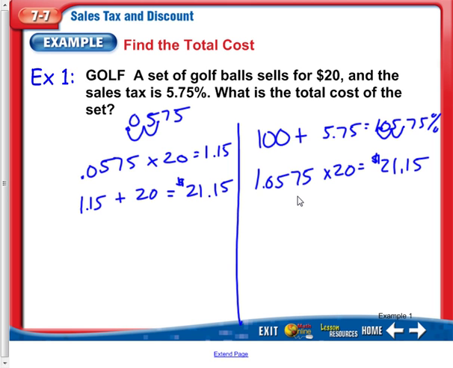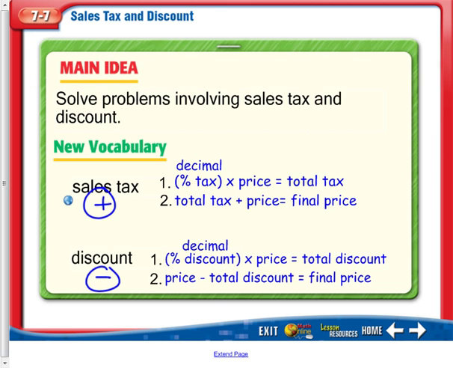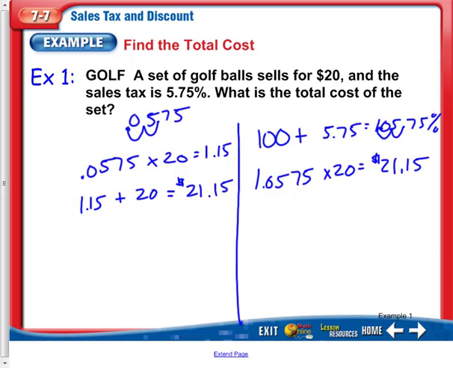So whichever way you would prefer to do it, the notes that I showed here are showing you this first way. So if you like doing it that way, then that's fine. You're just going to do the multiplication first and then the addition. In this other way, you're going to do the addition first and then the multiplication. Whichever way you prefer, it's fine with me.